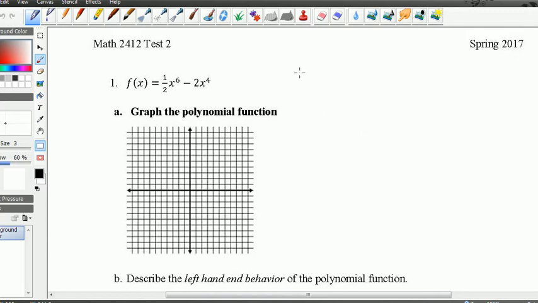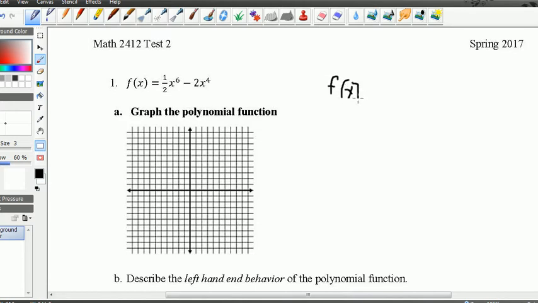Okay, guys, this is test 2. Look at checking it out. Very careful here. You have f of x equals one-half x to the sixth minus 2x to the fourth. Question says graph the polynomial. So you should know that you got to find zeros.